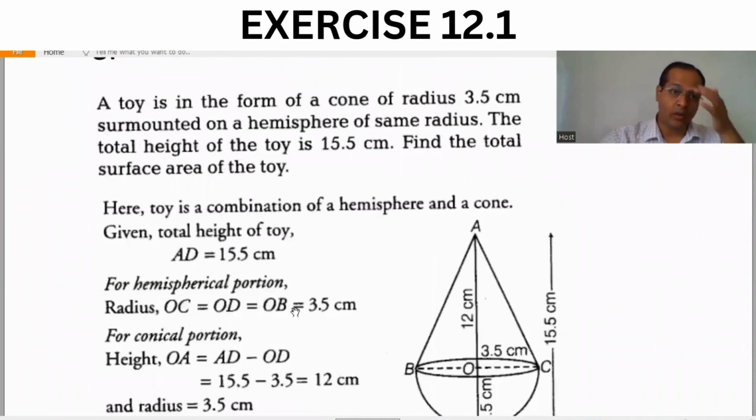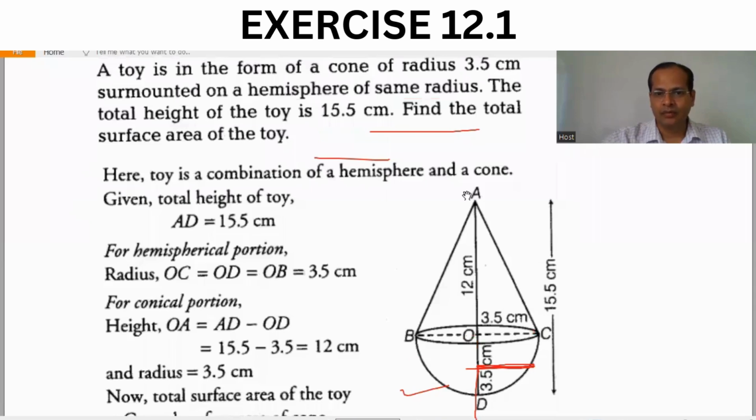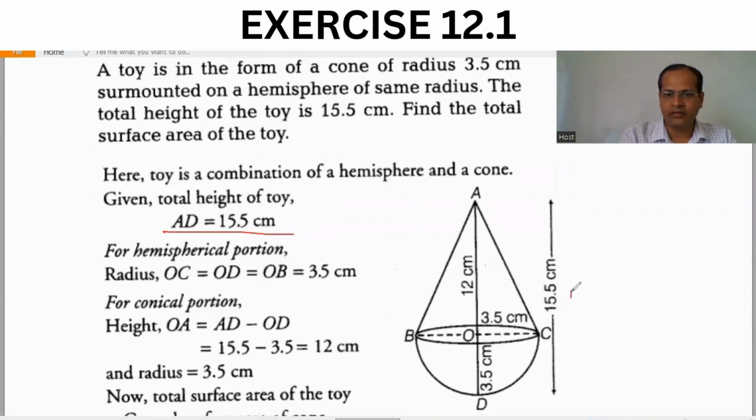Third question. A toy is in the form of a cone of radius 3.5 centimeters. Now this radius is given as 3.5 centimeters, surmounted on a hemisphere of the same radius. So this is the hemisphere of the same radius. This radius is 3.5 centimeters, and the total height is 15.5 centimeters. So based on the given information, we can find out the height of the cone. The total height of the toy is given as 15.5 centimeters.